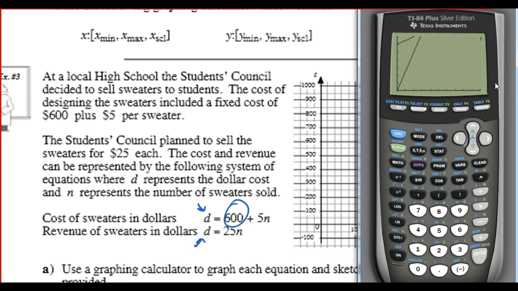Okay, so I'm getting not quite the best window yet, so I'm going to increase my Y max maybe to $2,000, because that is the revenue. Okay, let's see what happens now. All right, that's probably going to be a lot better. Okay, there it is. So I'm interested in this intersecting point right over here.